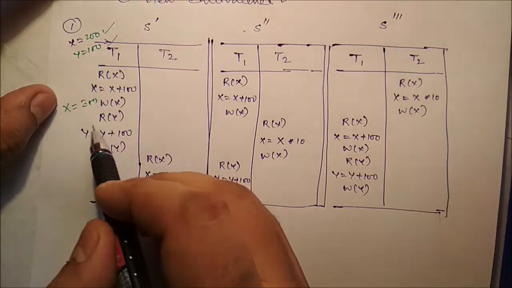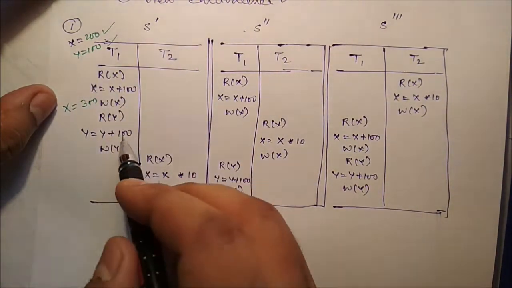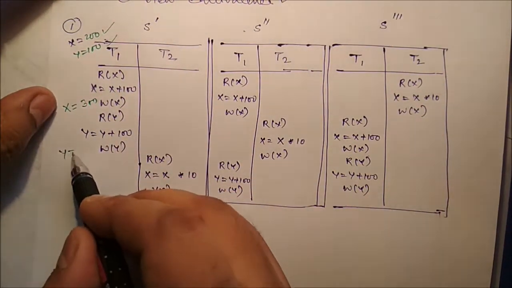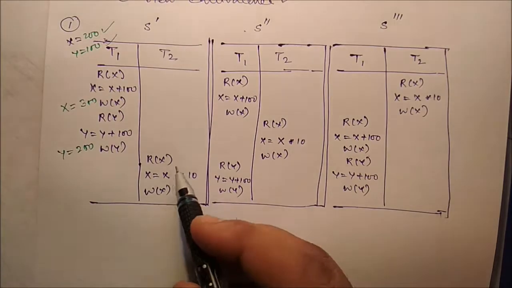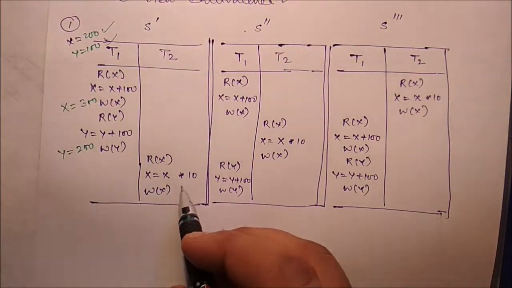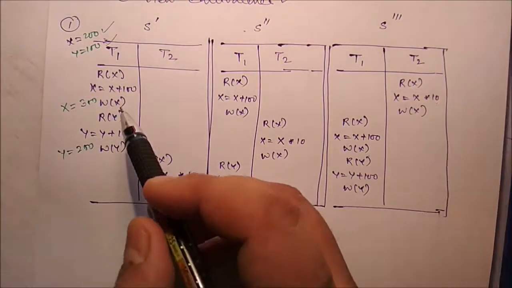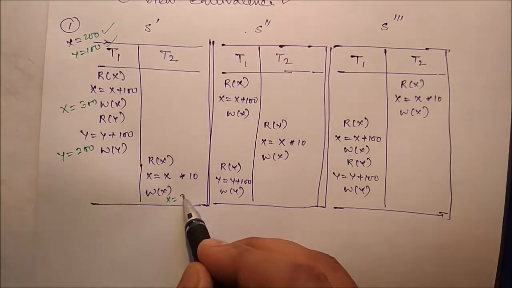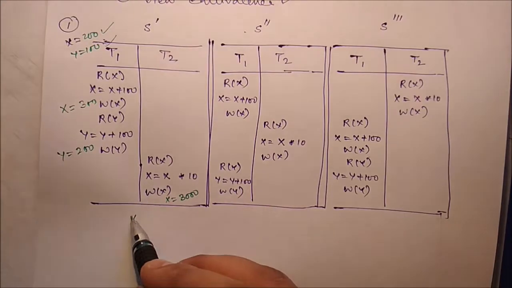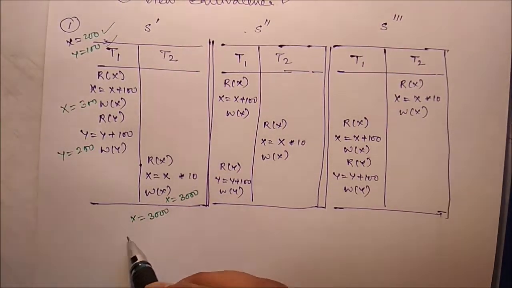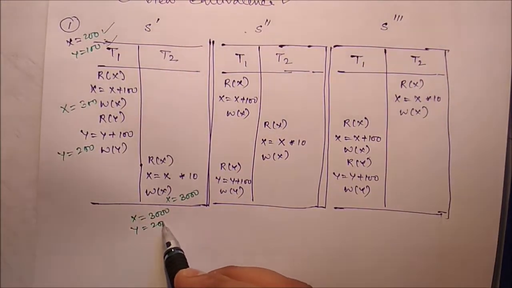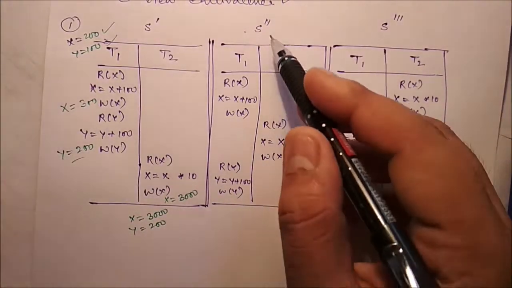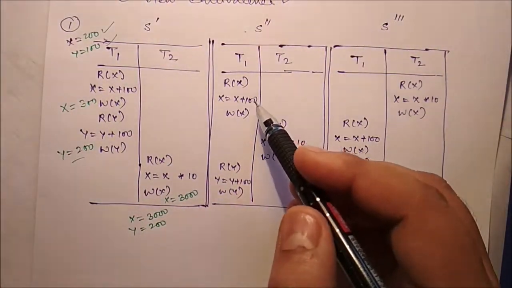And what about the Y value? Y is 100, 100 plus 100. The value of Y should be 200. After that, X equals X into 10. What is the X value? X is 300, so 300 into 10. The value of X should be 3000. So the final value of X is 3000, and the final value of Y is 200.